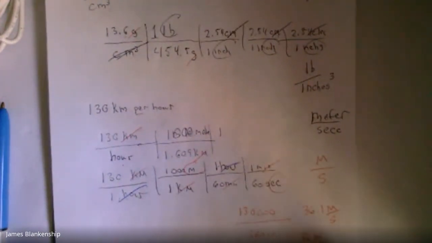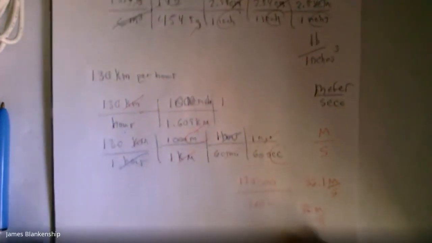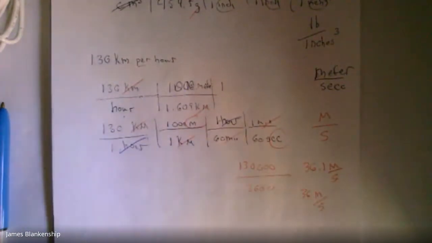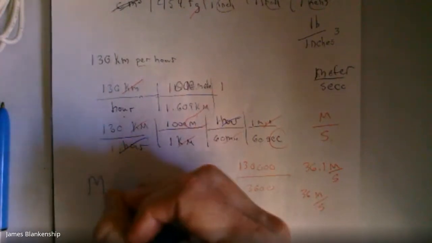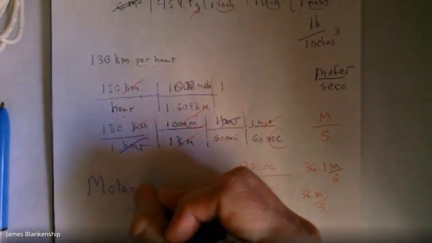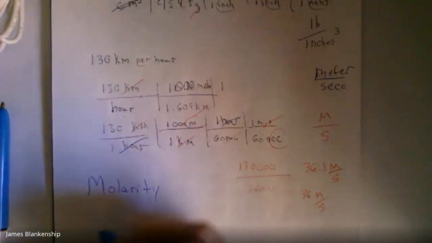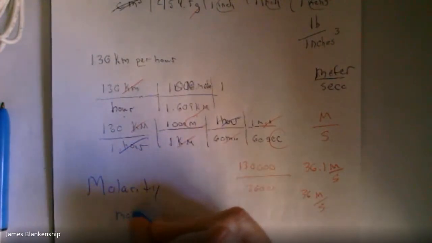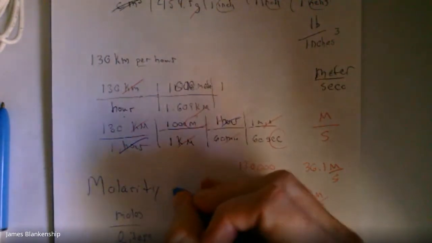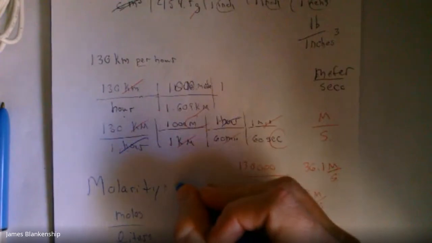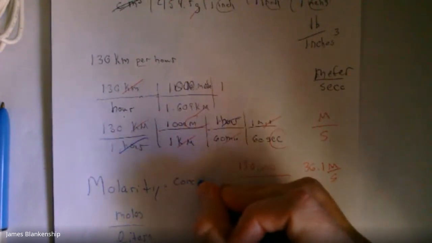The last thing I want to discuss is going to work in with dimensional analysis, and that's our concept of molarity. This is going to be very important in chemistry. Molarity is moles over liters. It's a form of concentration.